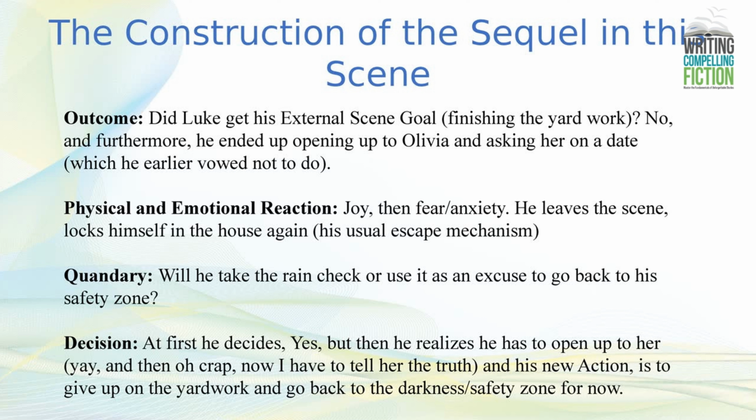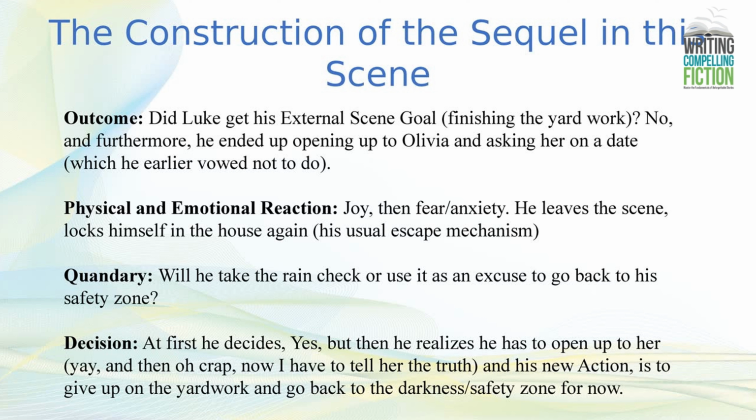And furthermore, he ended up asking Olivia on a date, and so now he's kind of got to get close. He has joy, then he feels fear and anxiety, and his reaction is to leave the scene and go lock himself in his house, which is what he usually does, is to just avoid. And the quandary that is left at the end of this scene and really isn't answered is: is he going to take that rain check, or is he going to go back to his safety zone forever?